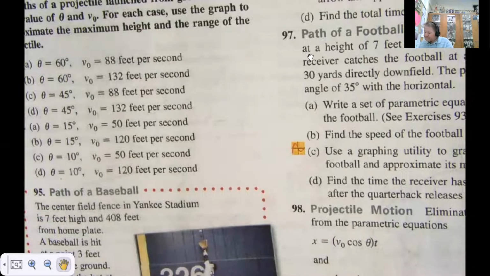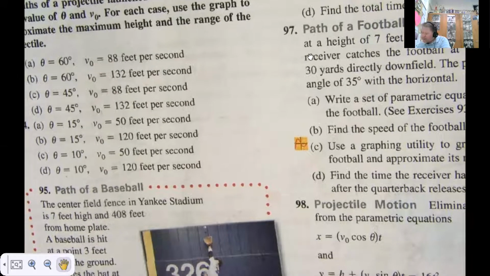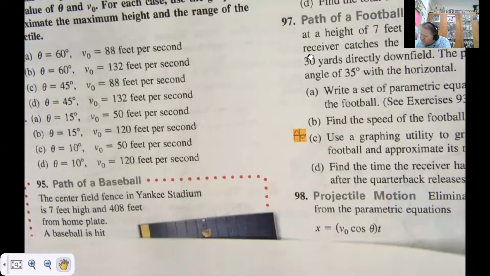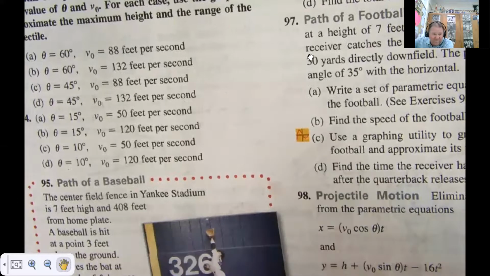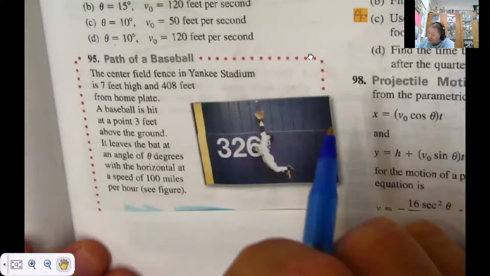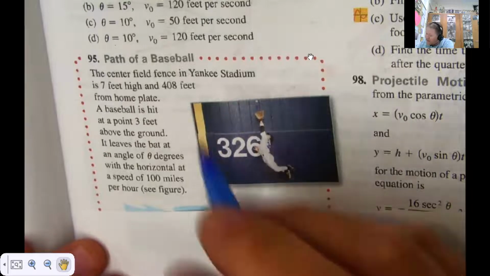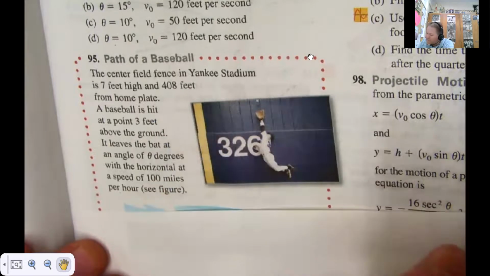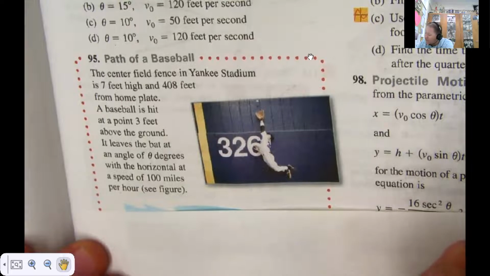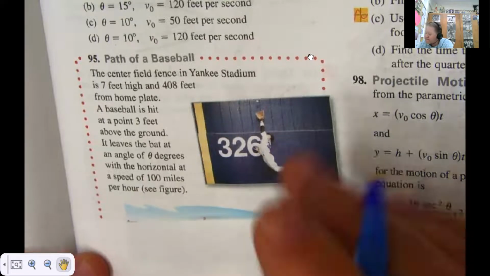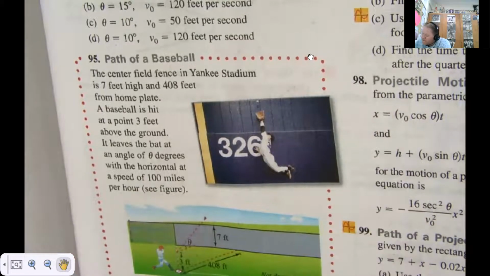These are fun. If you're me, the center field fence at Yankee Stadium is, I'll check my answers on this one too, 7 feet high and it's 408 feet from home plate. The baseball is hit at a point 3 feet above the ground, and it leaves the bat at some angle theta at an initial speed of 100 miles per hour. Oh, crap. Okay.